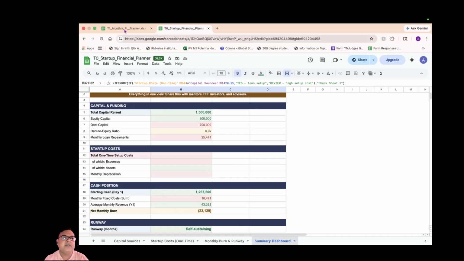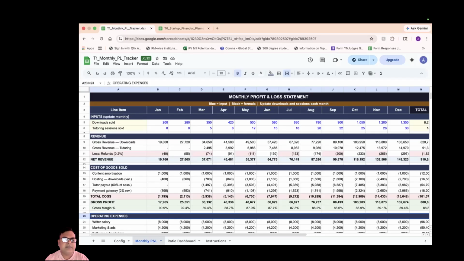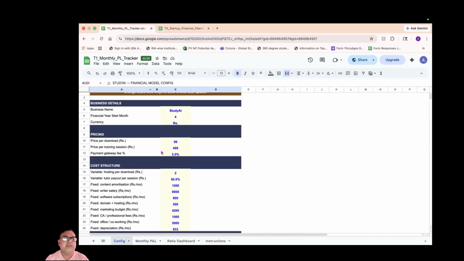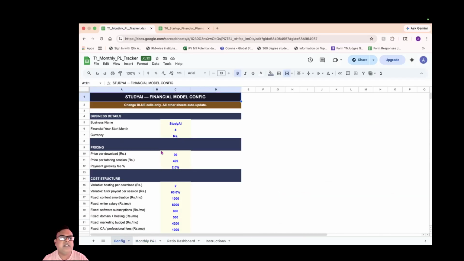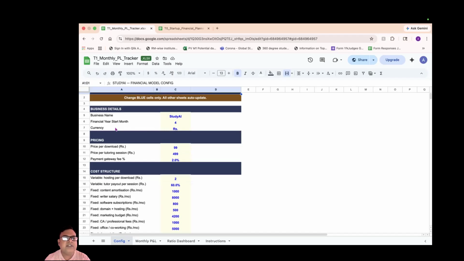The second template is this template, which is actually the monthly P&L tracker. Okay. So let's do some configuration. Let's talk about our business. So you can put the name of your business, right? Your financial year, month. Let's say if you're in India, of course, your first month will always be the month of April. So it's month 4. Likewise, all these things you can actually do, while the calculations that we are going to present here will start from January to December.